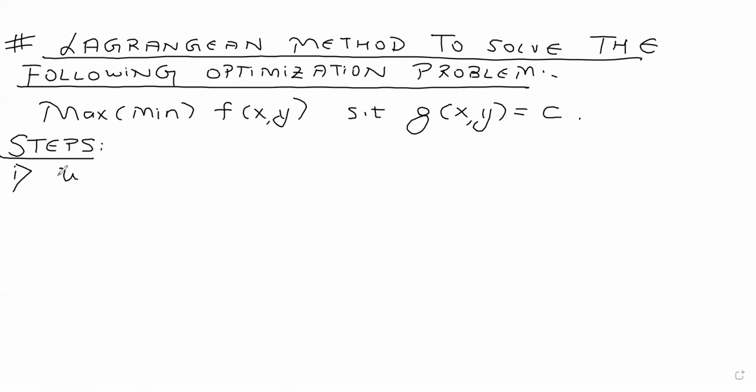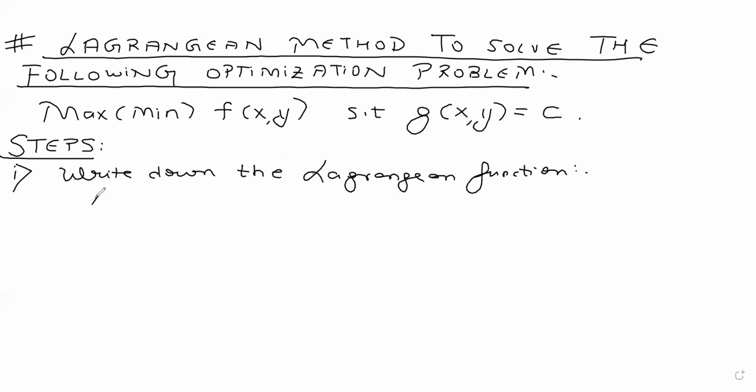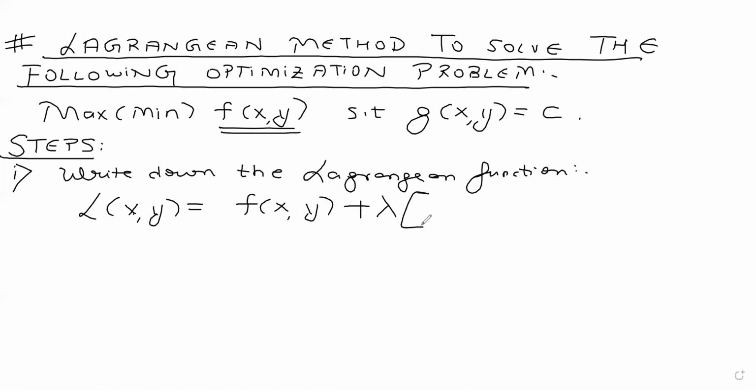Step number 1. Write down the Lagrangian function, which is L of xy equals my objective function f of xy plus lambda times the constant c minus the constraint function g of xy. This is my step number 1 towards solving the optimization problem using the Lagrangian method. You simply define the Lagrange function, okay, where lambda is a constant.